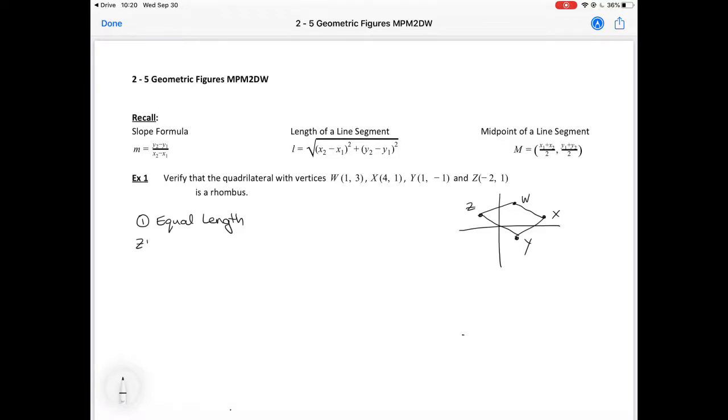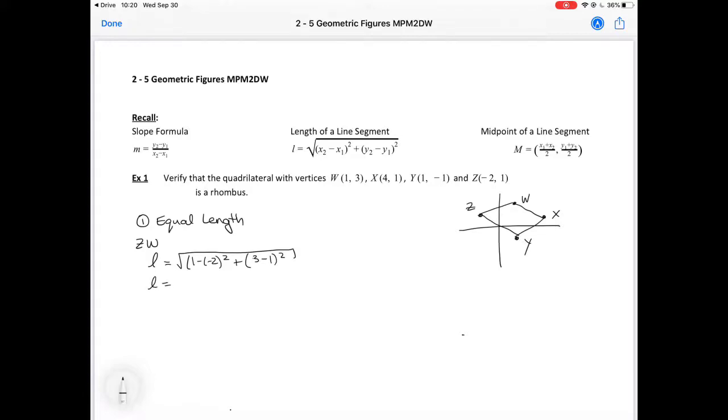So we've got, for side ZW, I'm going to use my length formula, which is the same as the distance formula. And I'm going to use my points. So this is Z and W. So I'm going to start with my x's. So I've got 1 minus 2 all squared. And then I'm going to add the y's. So 3 minus 1 all squared.